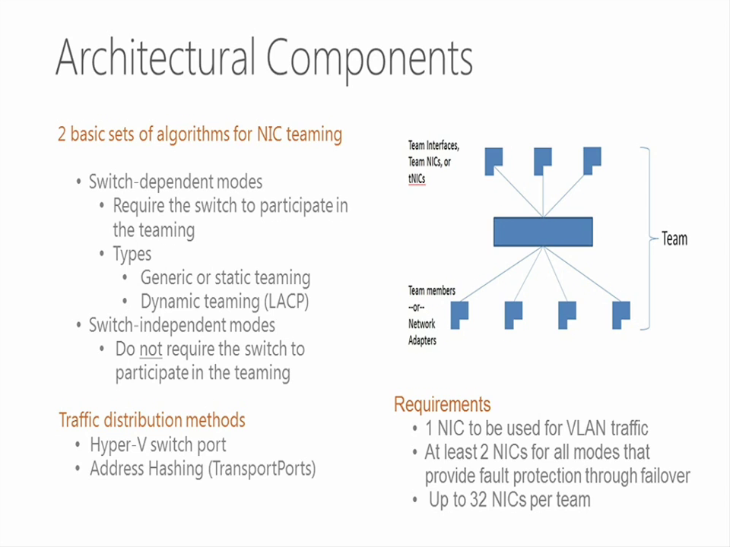This is one that doesn't know or care that we have a switch out there. This does not require the switch to be participating in the teaming. Now, the traffic can be distributed a couple of different ways. One through a Hyper-V virtual switch or through what's called address hashing, otherwise known as transport ports. Now, the requirements to do this is you got to have at least one network card, at least two network cards to provide fault tolerance and failover capabilities. You can have up to 32 network cards in a single team.